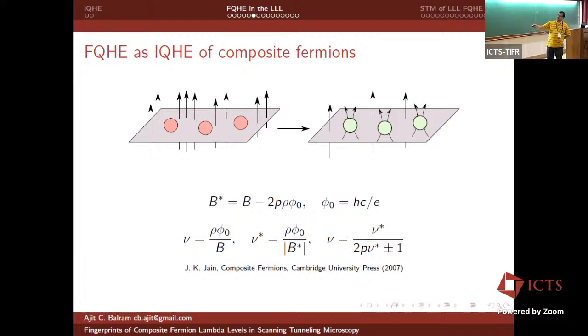So now you can use this relation to relate the filling factor of electrons to the filling factor of composite fermions, right? Because nu star is rho phi naught by B star. And that tells you that nu is nu star over 2p nu star plus minus 1. And when you set nu star to be n, you get precisely these fractions that we saw, n over 2p n plus minus 1. So that gives you some inclination for why in the lowest Landau level you get fractions of this particular form. There is also this famous odd denominator rule that also comes out from this theory naturally.